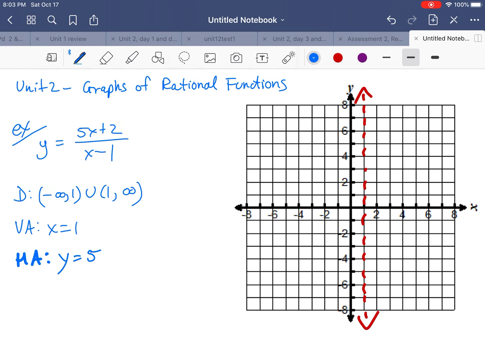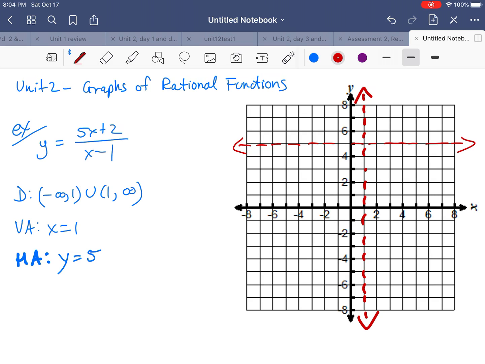But remember the other rules. If the top is smaller than the bottom, like if the bottom was x squared right here, then the x on top would be a smaller degree than the bottom. Then my horizontal asymptote would automatically be y equals 0. And if for some reason the top was a higher degree than the bottom, then we'd have something called a slant asymptote, which we will get into in class. Okay, all right, so y equals 5. Let's draw that on here also. Ooh, that's pretty high. Oh well, didn't mean for that to be that high, but that's fine.